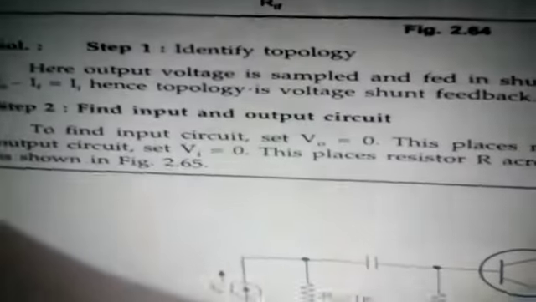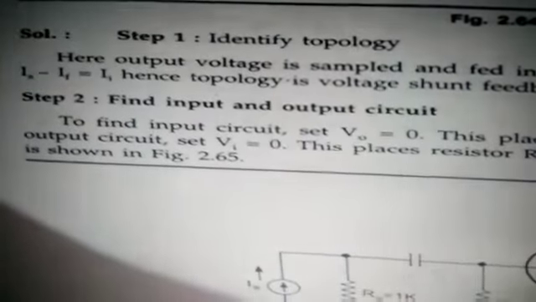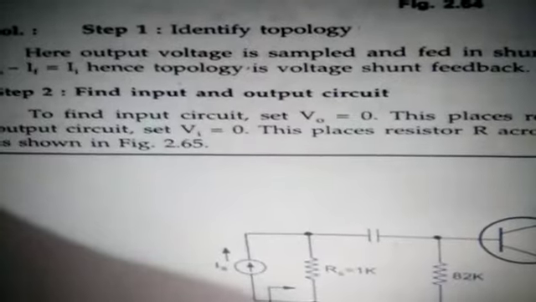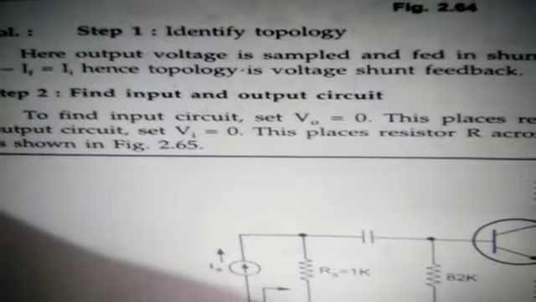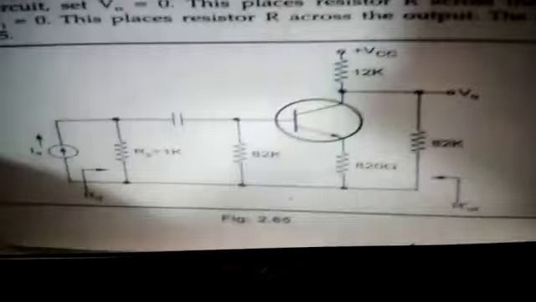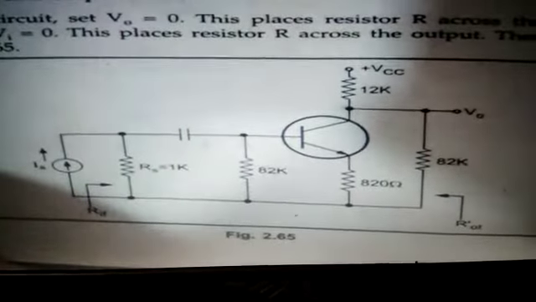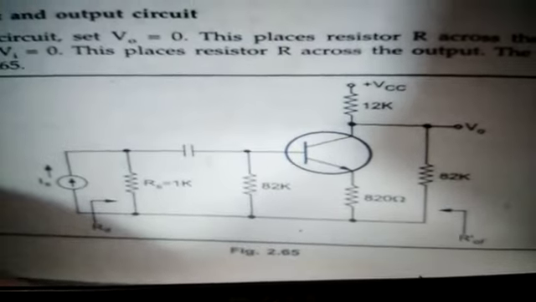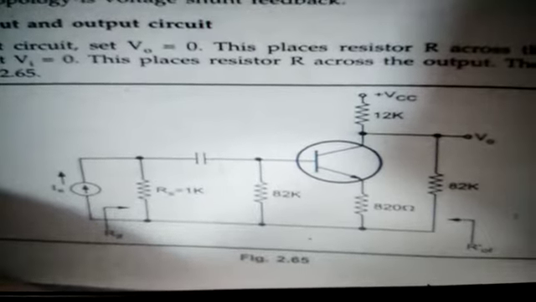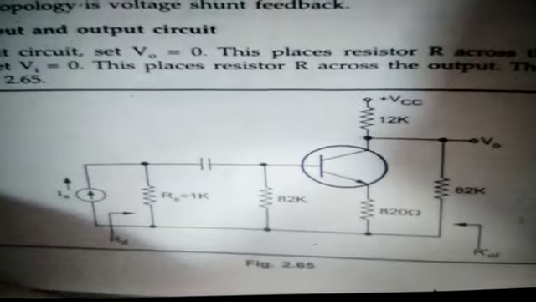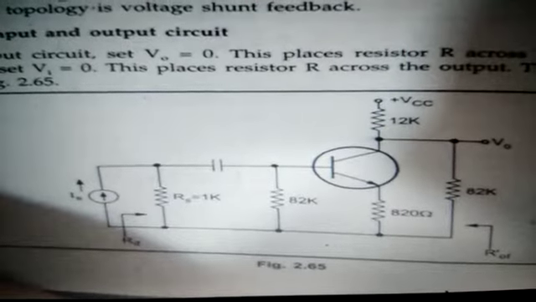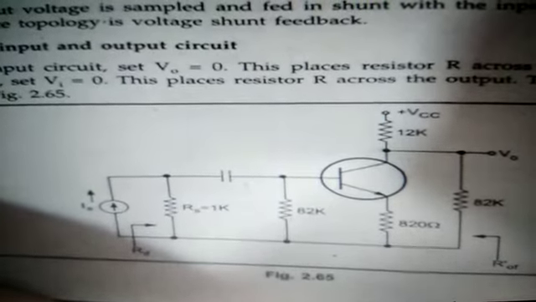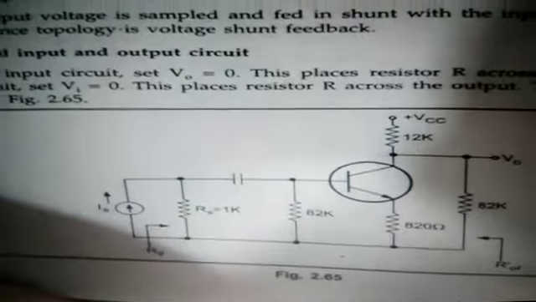Step 2, first of all you have to identify the topology. Here you can see this circuit diagram, and from which voltage shunt feedback, here voltage is taken from here and it is a shunt. Since it is a current source, so it is parallel connection here. So voltage shunt feedback is there.